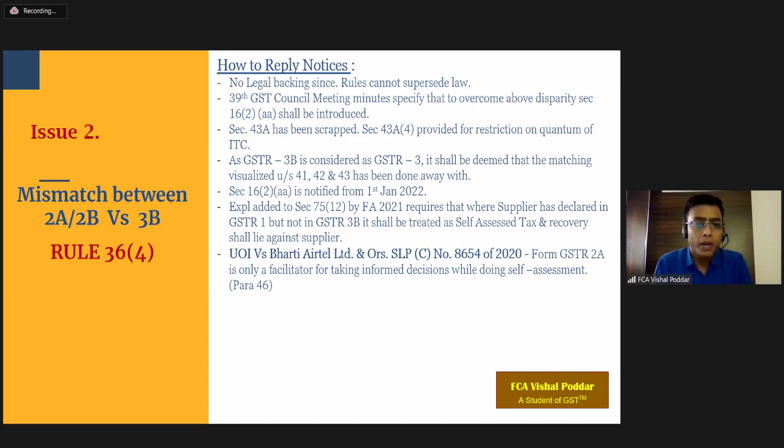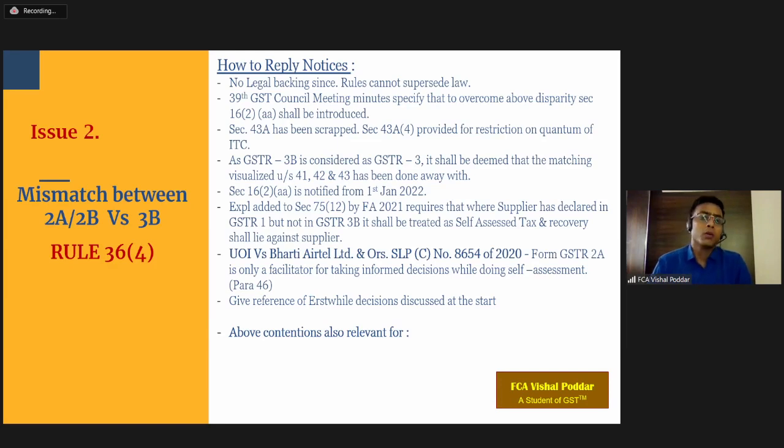In other words, it has been very explicitly pointed out by the Honorable Supreme Court in this particular decision that in para 46, you can always use this para as your reference in your notice reply, that the Honorable Supreme Court has clearly spelled out that 2A cannot be the basis for disallowing ITC. It is only for your facilitation purpose, that whether it is reflecting or not reflecting, that's it. Further, you can give reference to all our erstwhile decisions that I have already quoted.